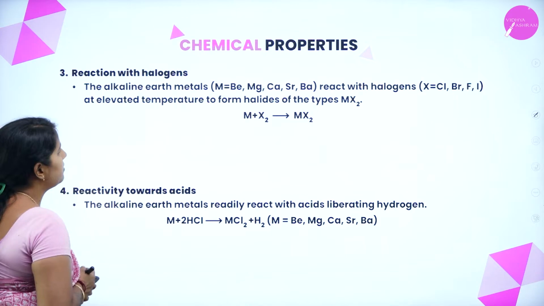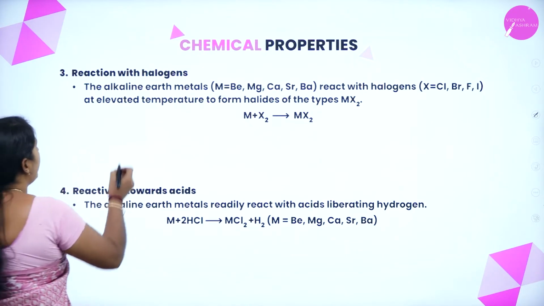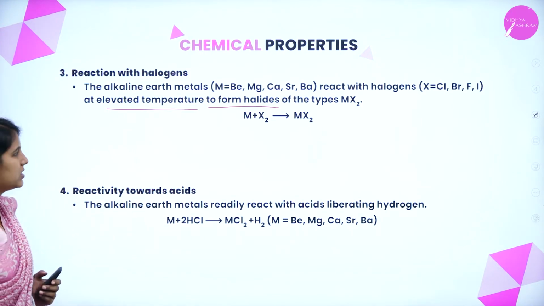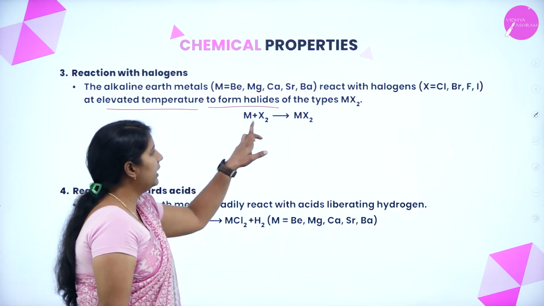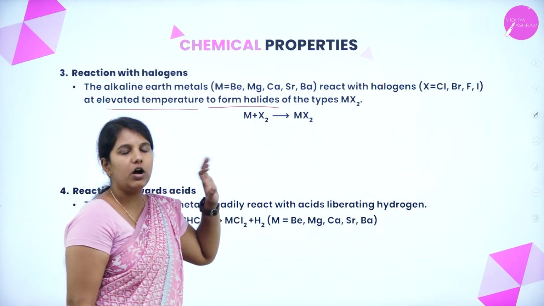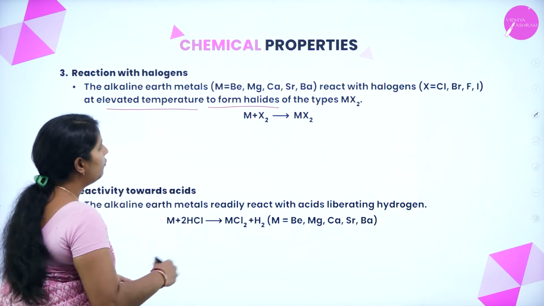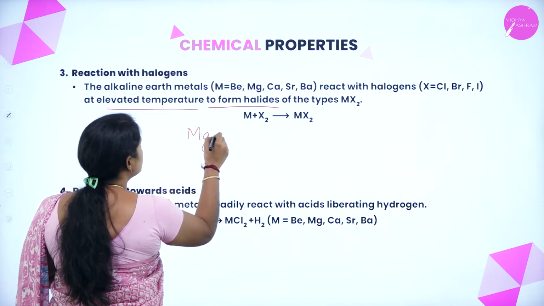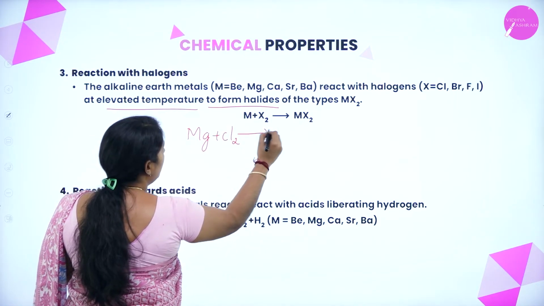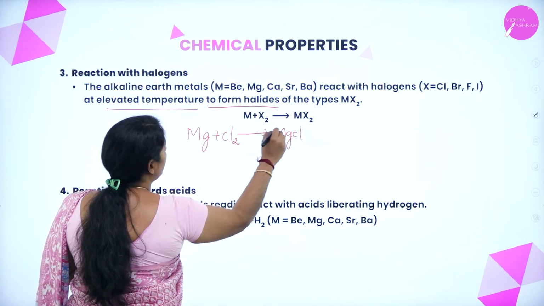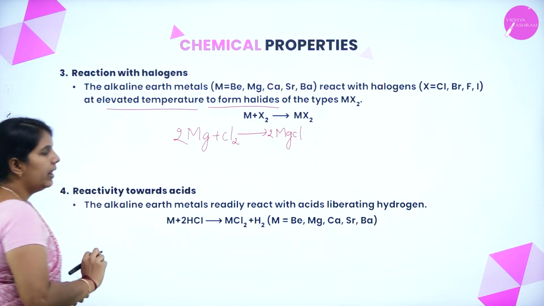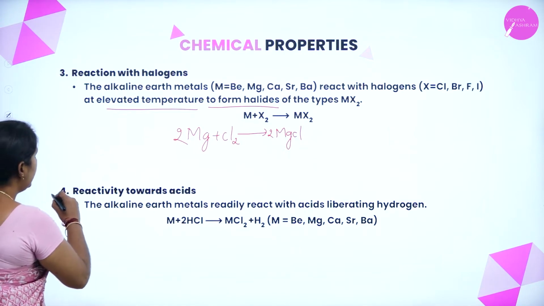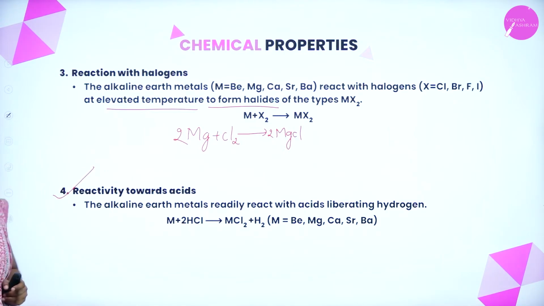When an alkaline earth metal reacts with a halogen at elevated temperature, it forms a halide of the type MX2. You can see that when the metal reacts with the halogen, it forms what? Metal halides will be formed. For that, you can take one more example: magnesium reacts with chlorine and forms magnesium chloride. Okay, this is the best example for forming a metal halide.